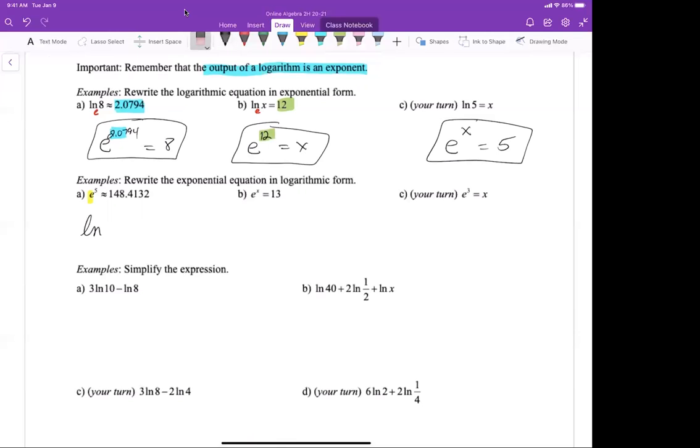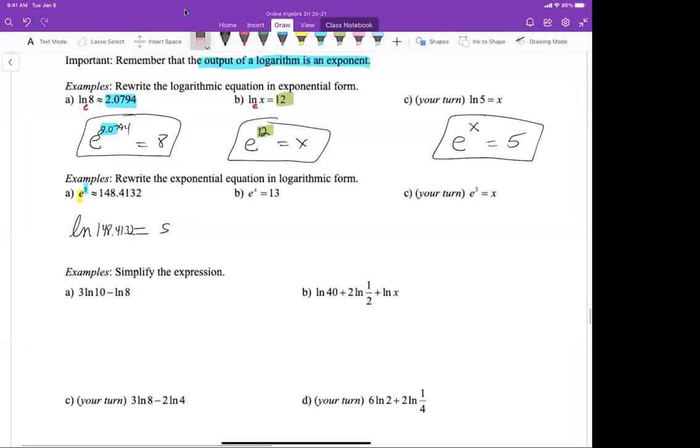Notice that it has an output. Let's remember that the output of a log is my exponent. So here is my exponent, and so the answer is 5. And so my input is 148.4132. So it's asking the question, e to what power is equal to 148.4132, and it's to the 5th power based on what they gave me. Let me make that a little bit clearer.